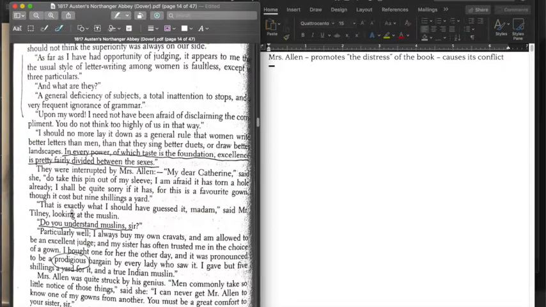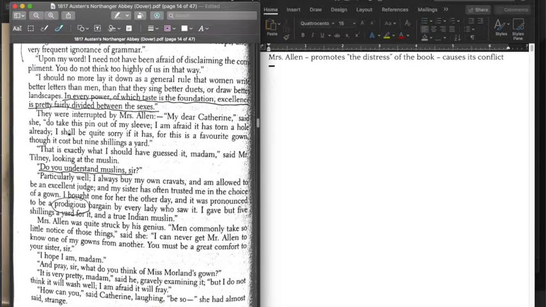And then Mrs. Allen interrupts. My dear Catherine, said she, do take this pin out of my sleeve. I'm afraid it has torn a hole already. I shall be quite sorry, for if it has, this is a favorite gown, though it cost but 9 shillings a yard. So she's upset because the worst thing has happened. She got a hole in her dress.